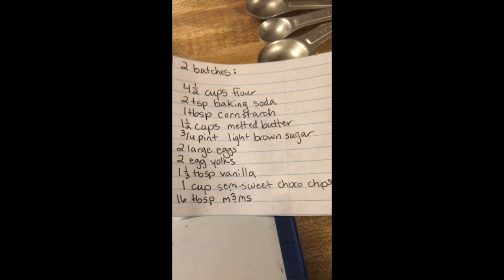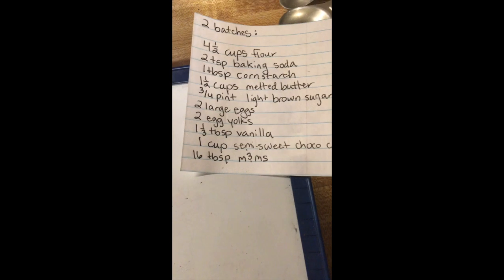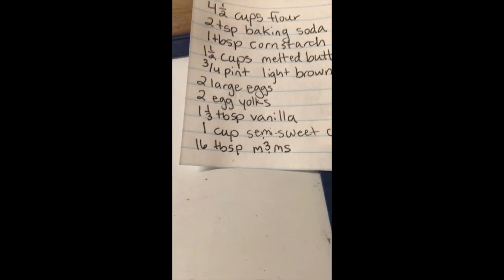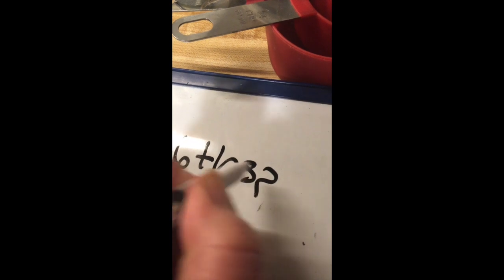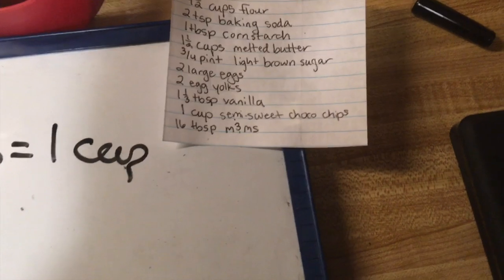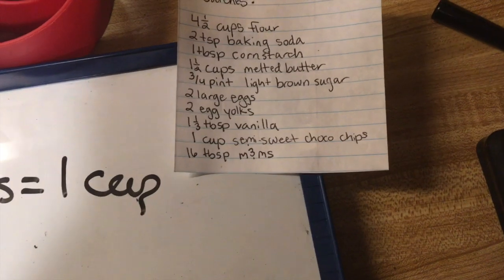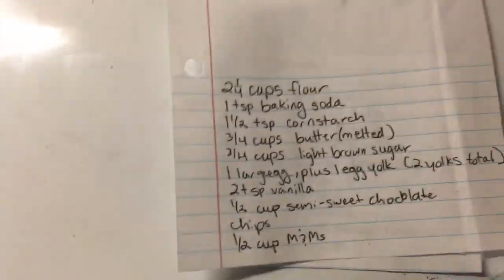For our 1 cup of semi-sweet chocolate chips, we know that that's just going to be a half cup of chocolate chips. And then last, we have 16 tablespoons of M&Ms. Not sure why she gave me such a weird one, but for tablespoons to cups, it's literally 16 tablespoons is equal to 1 cup. So we know that that last one, that's just 1 cup of M&Ms. So we also only need a half a cup of M&Ms. So if we take our original recipe and we cut it in half, we get this recipe.